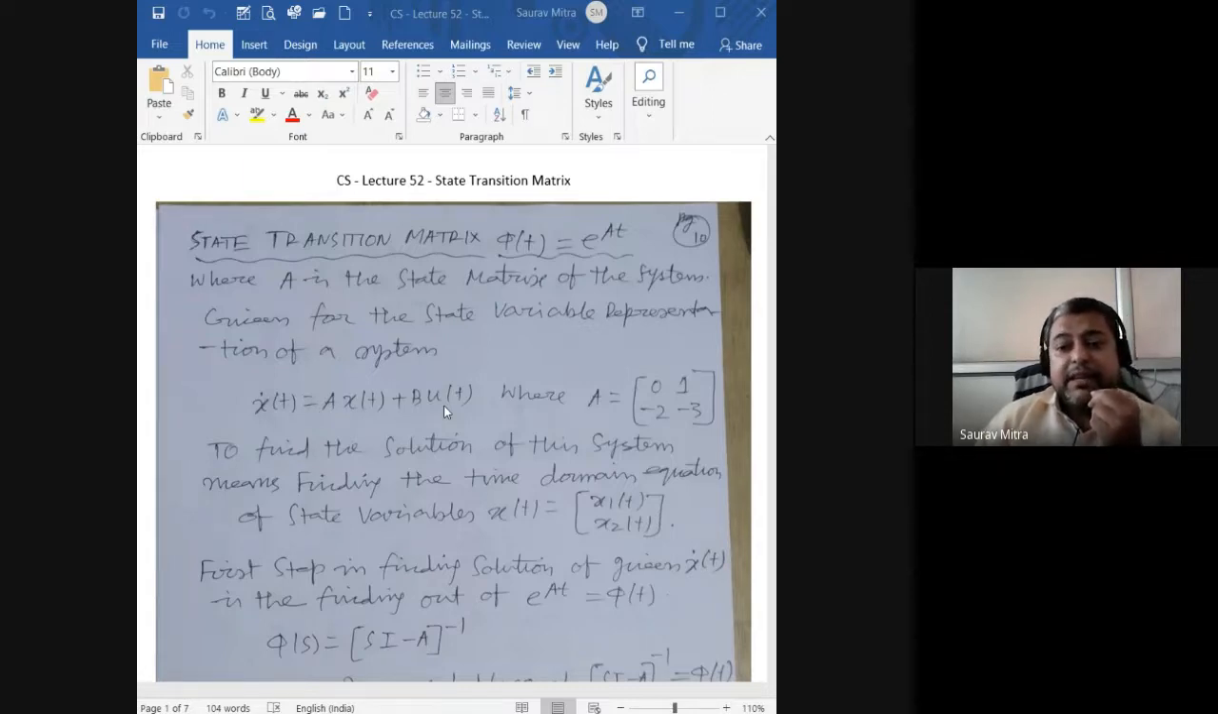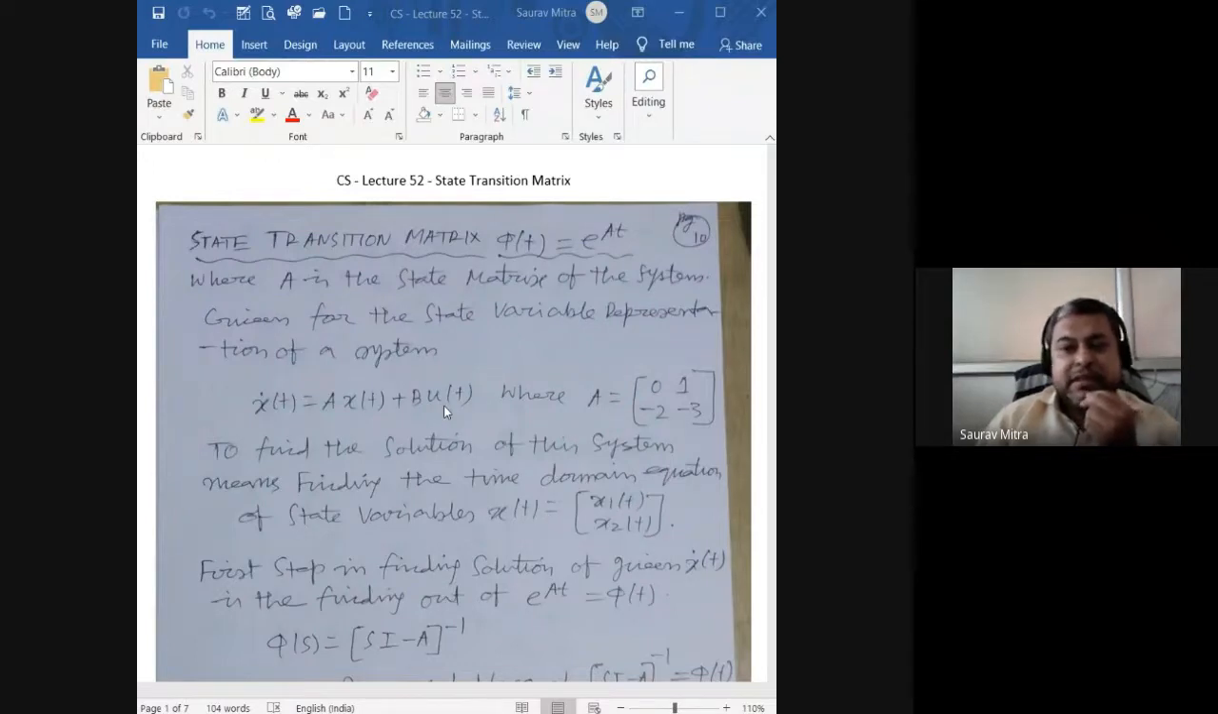And while finding the solution, the first step is finding the state transition matrix. So there is a time matrix, what is called the state transition matrix, which actually evolves with respect to time. So in this case, the first thing today, we are having three numericals today and the properties of STM. So don't write STM, write state transition matrix only in the exam.